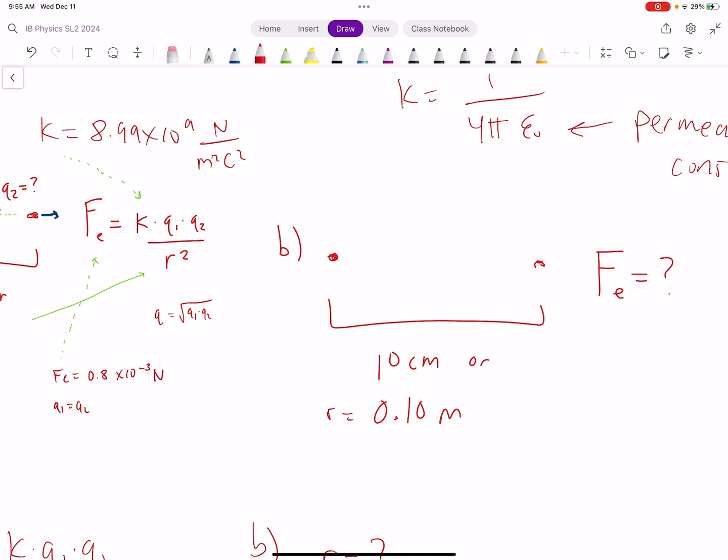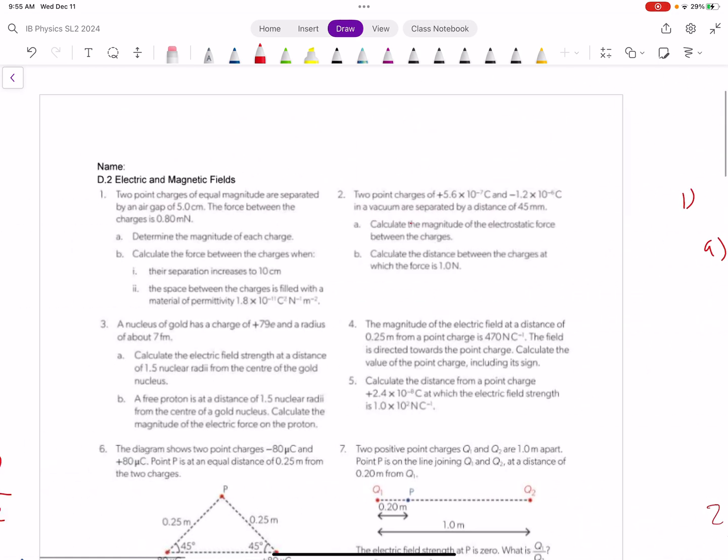Again, it doesn't tell us if the force is attractive or repelling, but that doesn't really matter in the question. If I read the question, it says calculate the force between the charges. Their separation is increased to 10 centimeters, which is 0.1 meters. It doesn't say the direction of the force. If the charges are positive, they would repel each other.